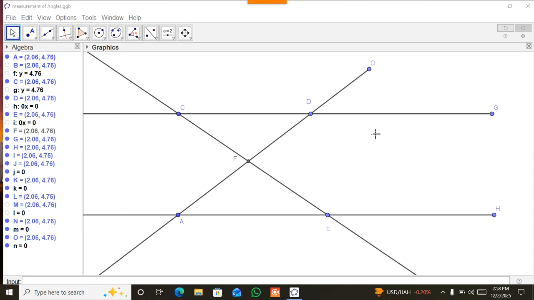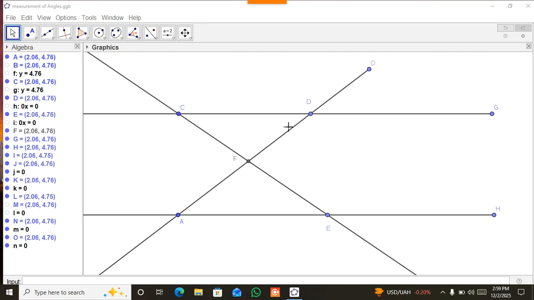In this video, I would like to show you how to use Geogebra to measure angles, especially using the concept of transversal to teach corresponding, parallel, alternate angles and other related angles that are formed when there is a transversal.